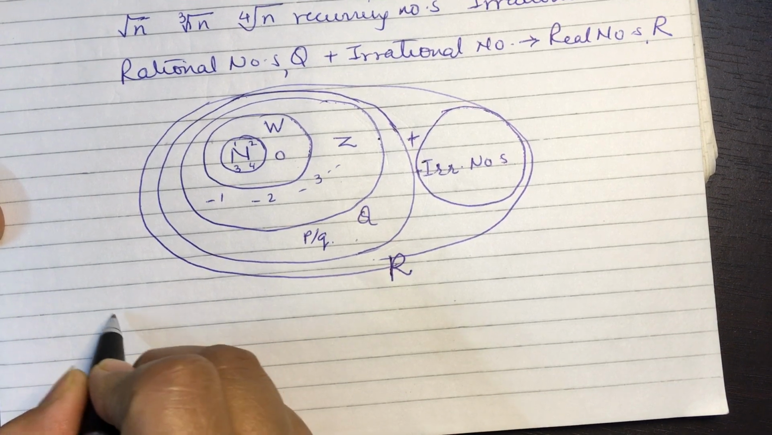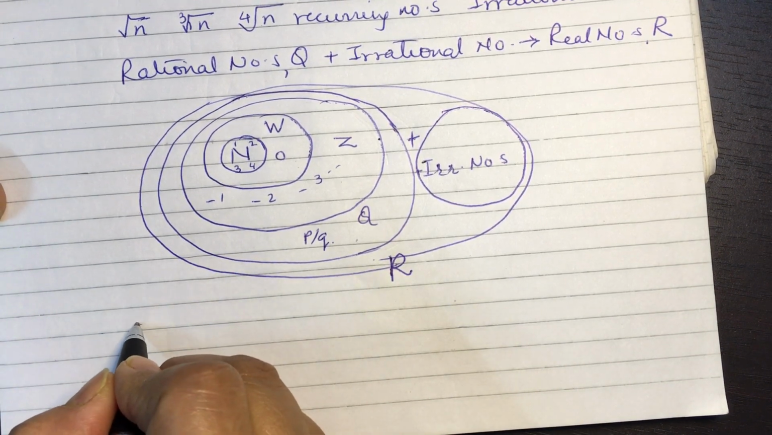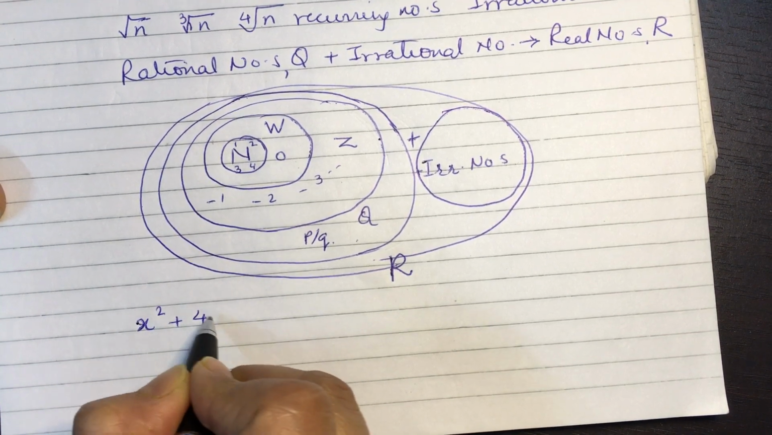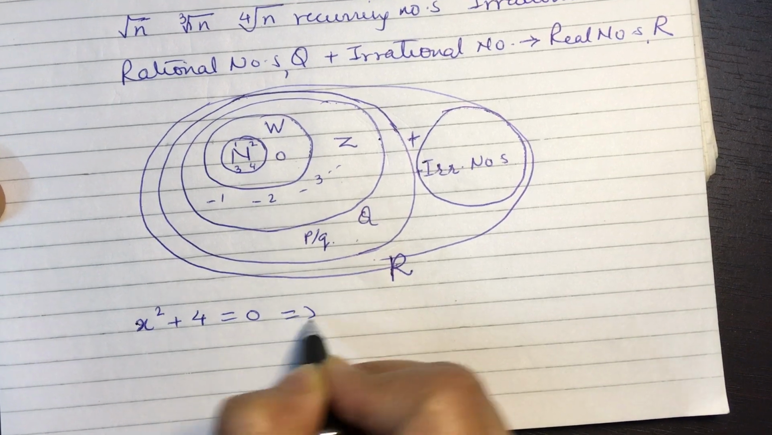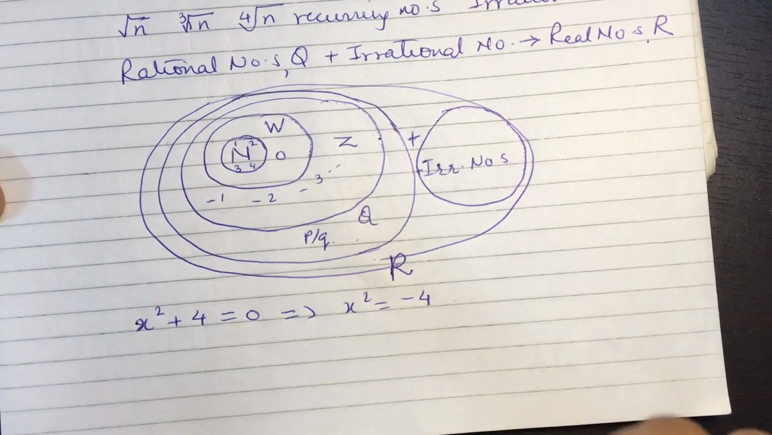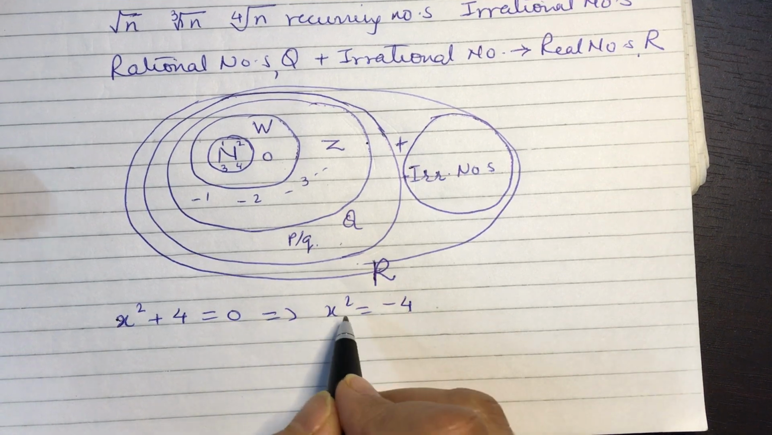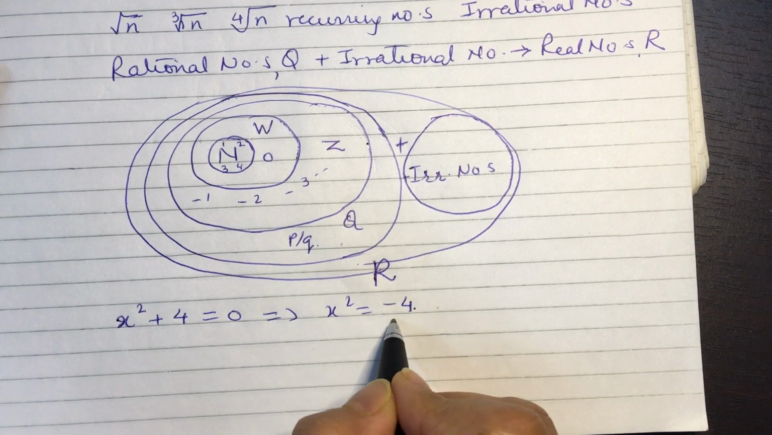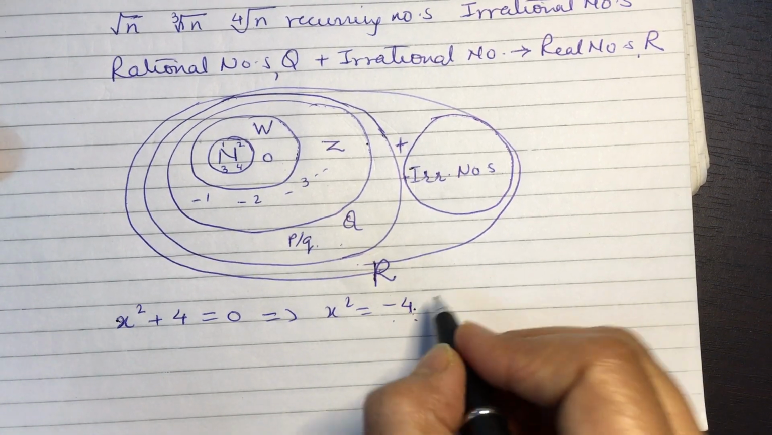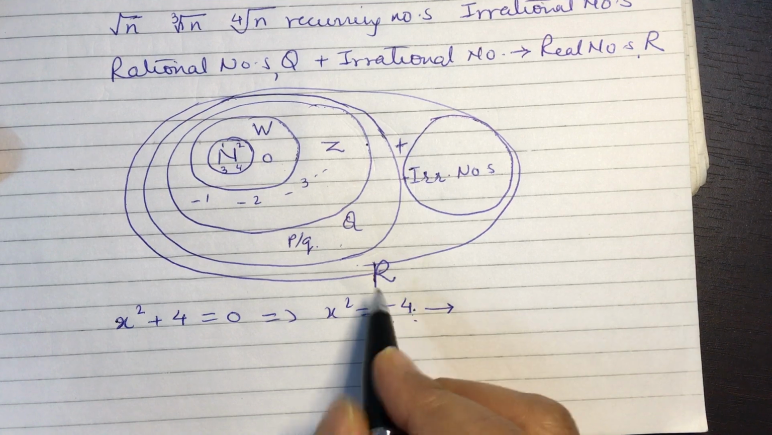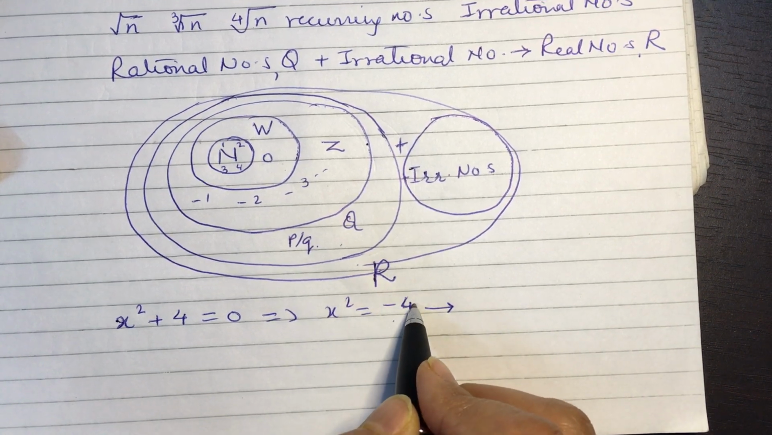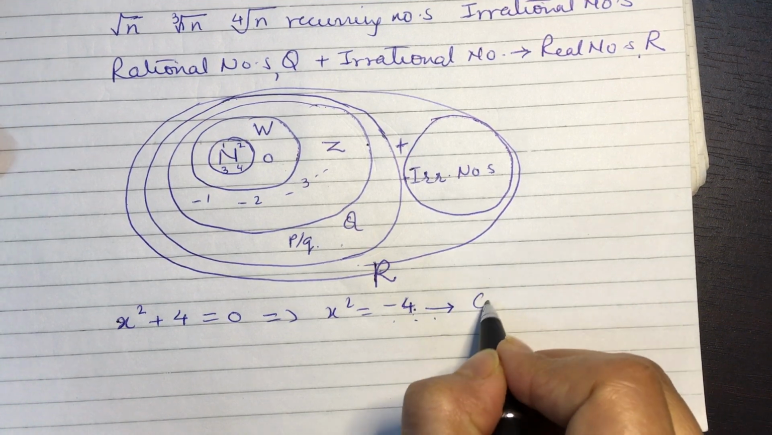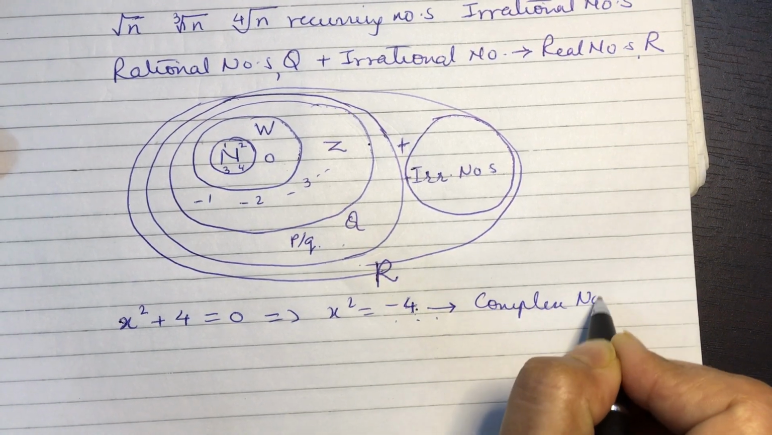Suppose we came across another quadratic equation of the kind, let's say x square plus 4 equal to 0. This gave us x square equal to -4, and as we all are aware, the square of any real number can never be negative, and so this led to the introduction of another set of numbers which will have the square as a negative number, and this is called complex numbers.